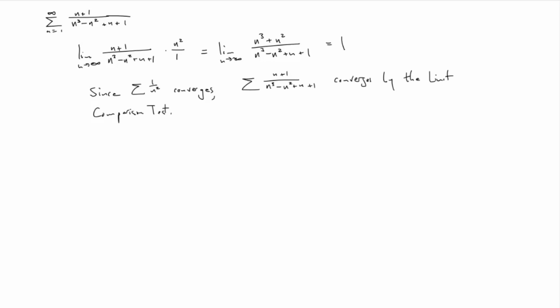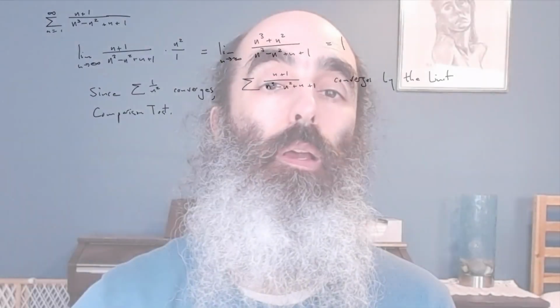And now, to finish the problem, we can conclude that since we know that the series 1 over n squared converges, because it's a p-series with p equals 2, that means that the series n plus 1 over n cubed minus n squared plus n plus 1 converges by the limit comparison test. Okay, that was the limit comparison test. It's a little bit more difficult to use than the comparison test because there's a limit that you have to compute, and I will expect you to actually compute the limit and come up with a number if you're going to use the limit comparison test.